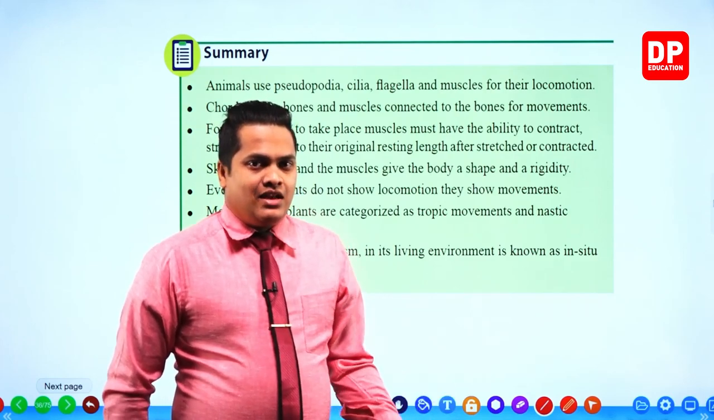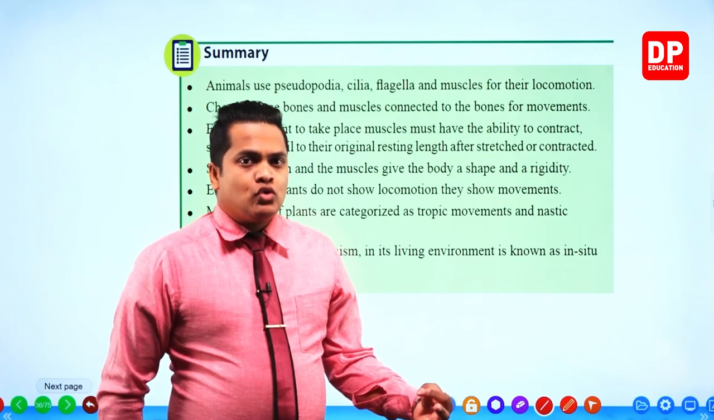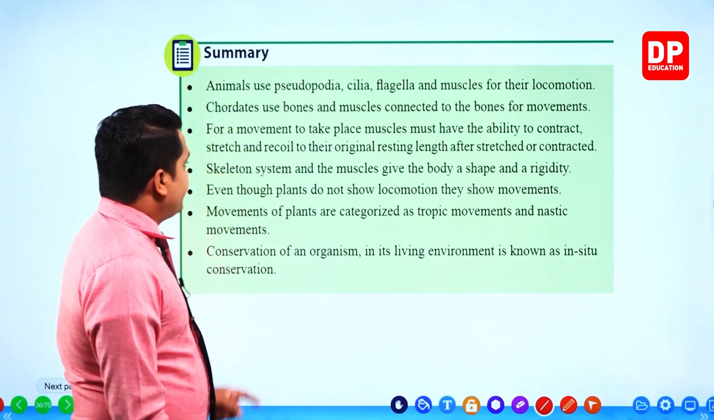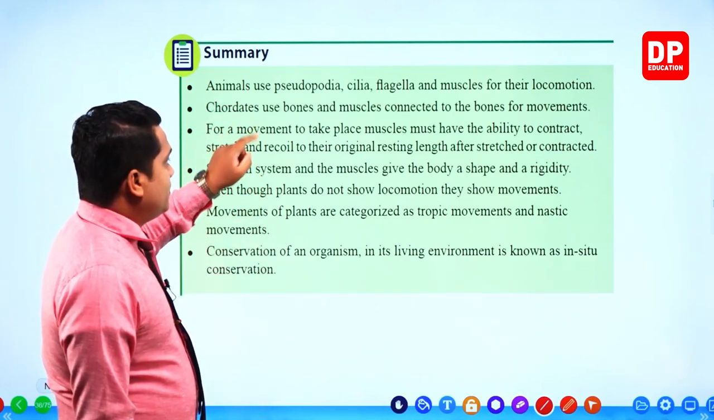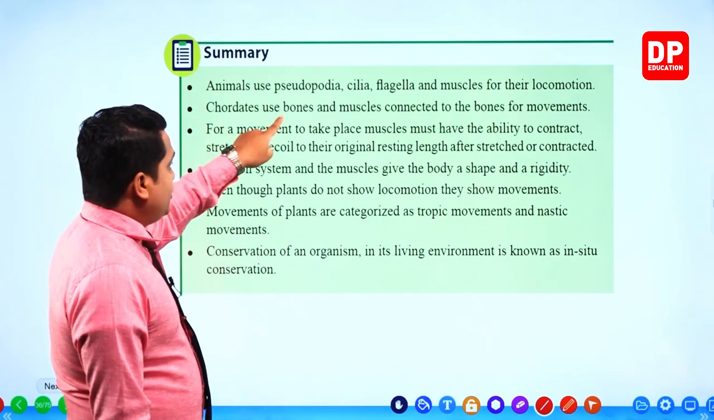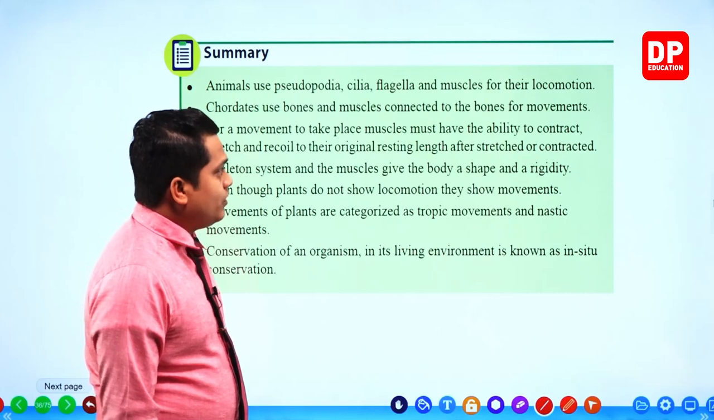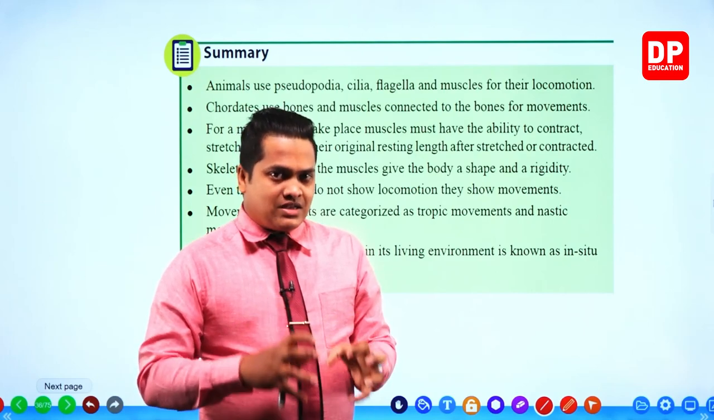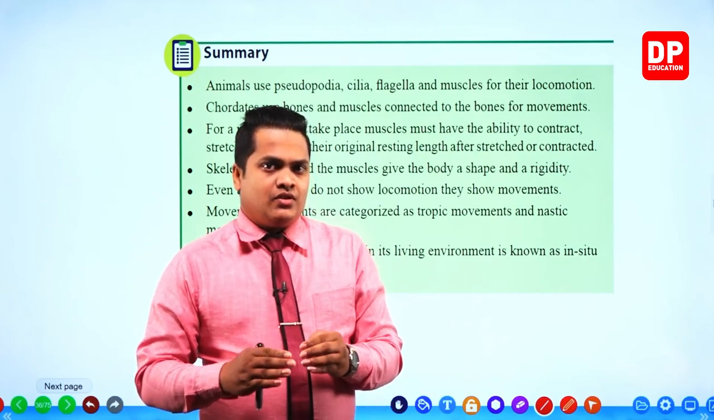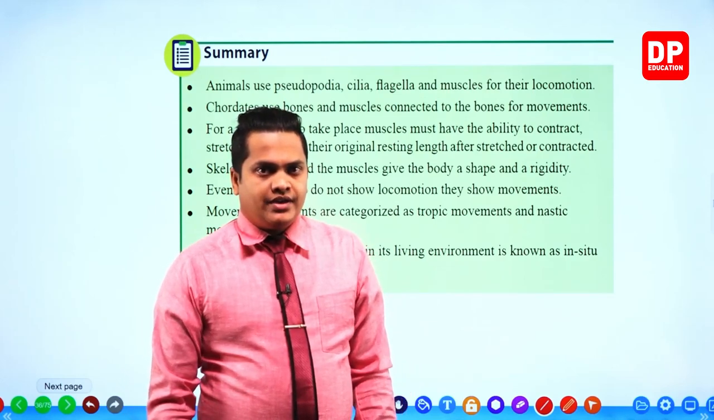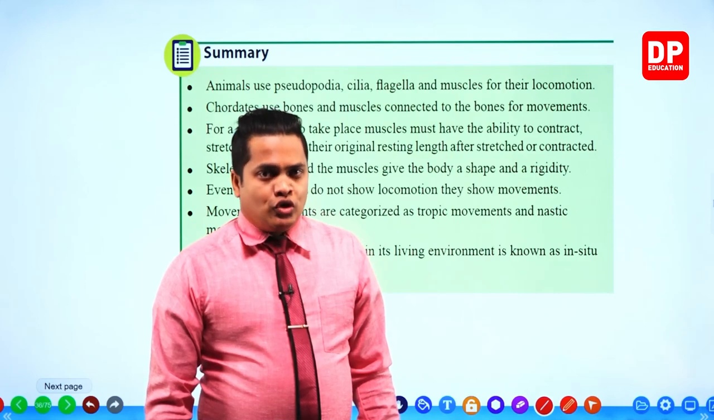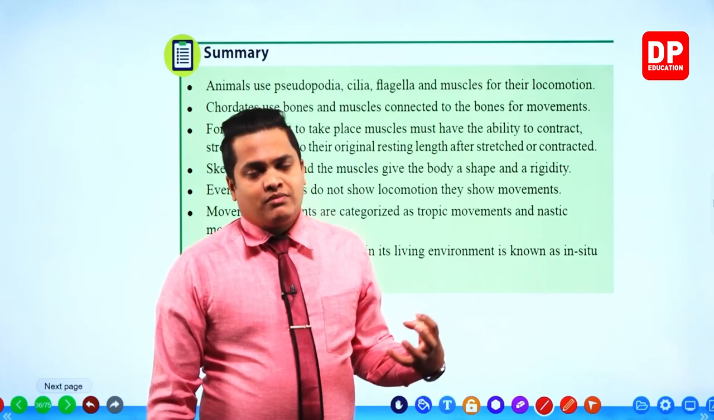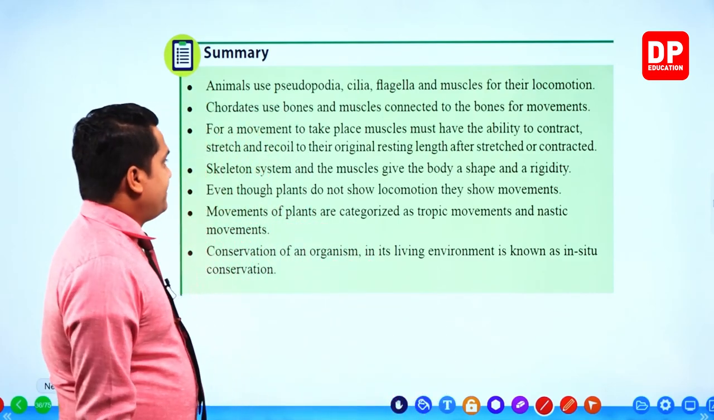Invertebrates like snail, leech, earthworm, right? Those organisms use muscles for their locomotion. Then chordates, which means vertebrates, my dear children. Chordates use bones and muscles connected to the bones for movement. So, we discussed that chordates use muscles as well as bones for movement, right? In order to show locomotion, they use both muscles and bones, okay? Both muscles and bones.